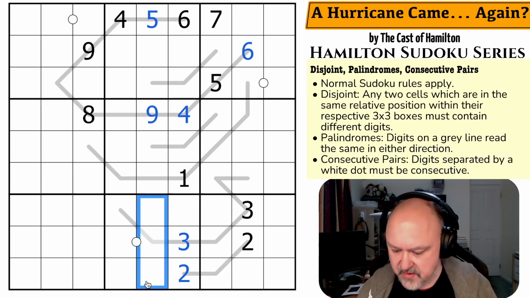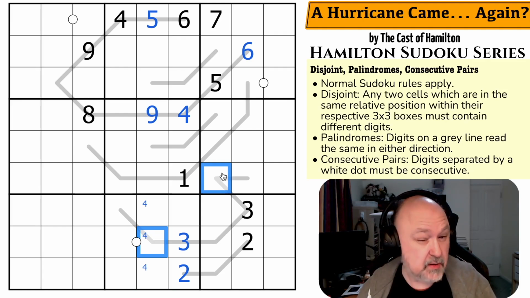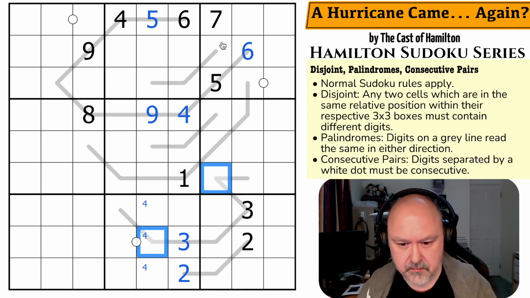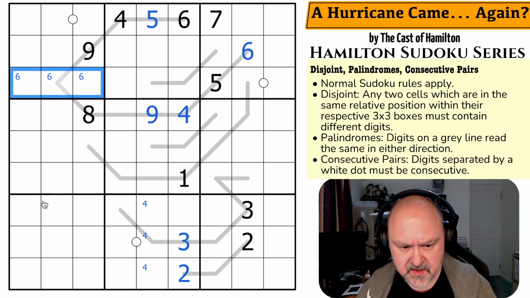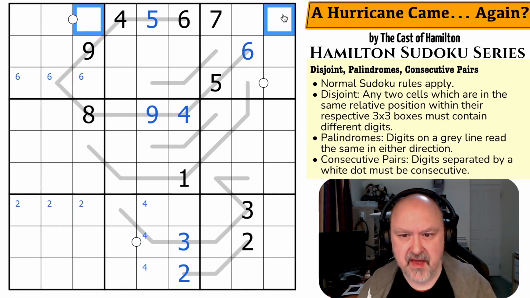I know 4 is in one of those. Now, if 4 was here, 4 would be here. That's okay. I'm hoping this won't be colouring, but it could be. Now, disjoint comes into play, probably. Now, 6 is in one of these 3 cells. 2 is in one of these 3 cells. 8 is not there or there.